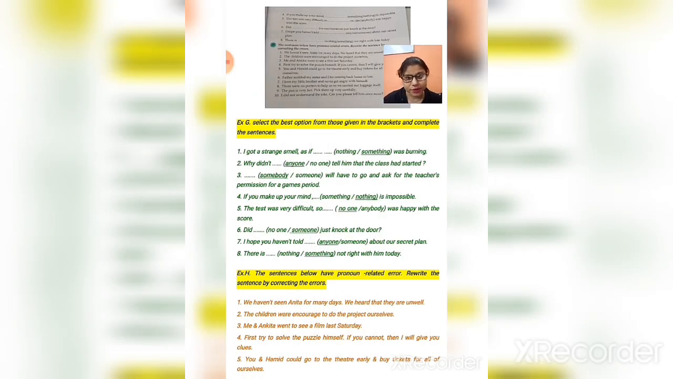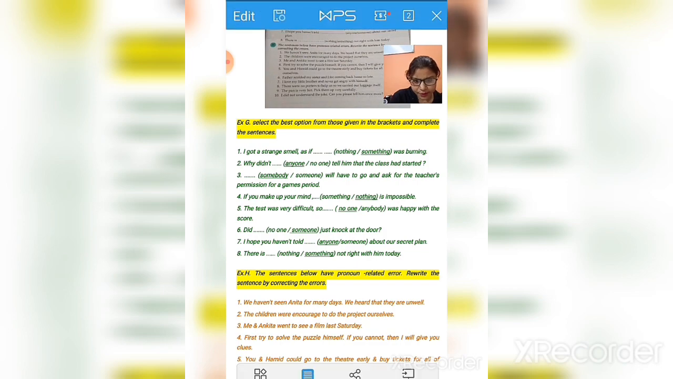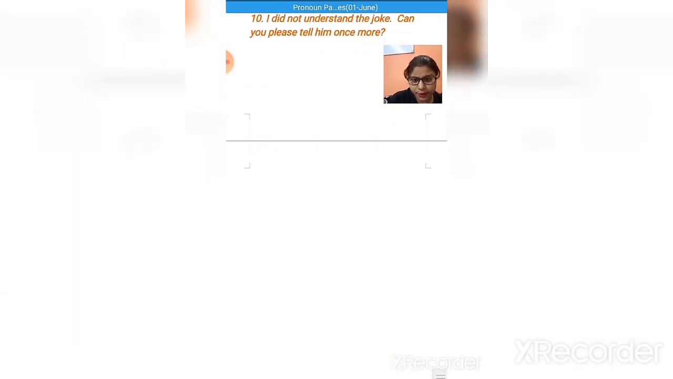Exercise H will be homework for you. I will tell you the first one, and then with the help of that you have to solve all the exercises. The sentences below have pronoun related errors. Rewrite the sentences by correcting them. It says the sentences below have pronoun related errors, and you have to rewrite them using the correct pronoun. See, the first says what? Let me make it bigger first, otherwise you will not be able to see.